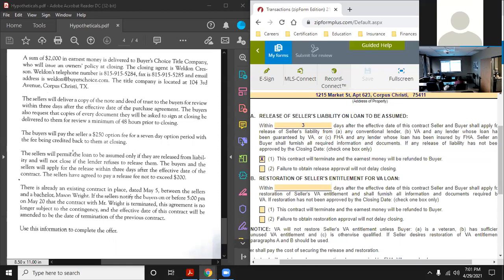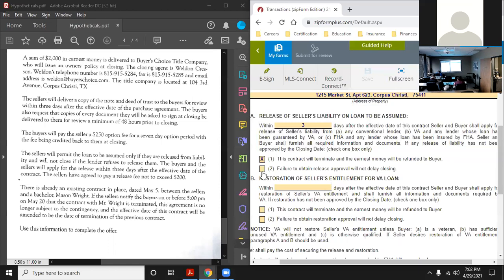Yeah, the sellers will permit the loan to be assumed only if they are released from liability and will not close if the lender refuses to release them. So this says the contract will terminate and the earnest money will be refunded to the buyer if any release of liability has not been approved by the closing date. So if they're not able to be released from their loan, the contract's terminated.